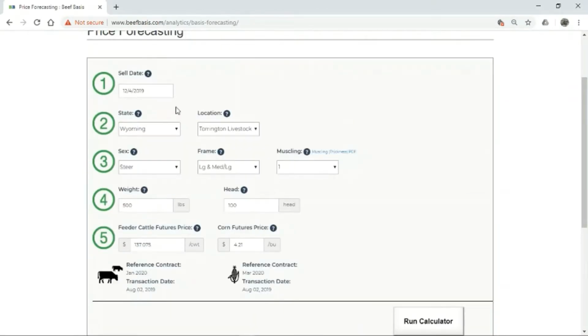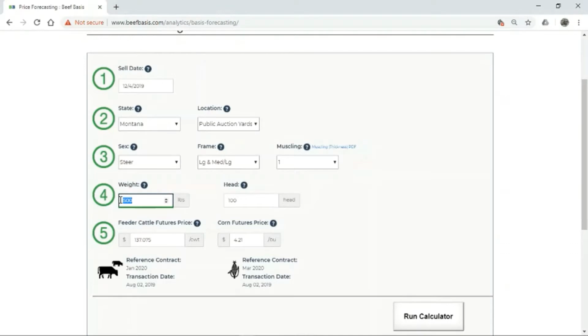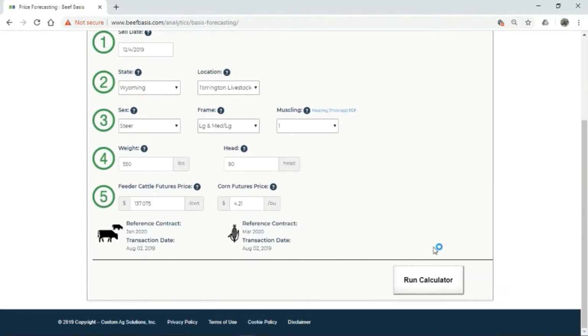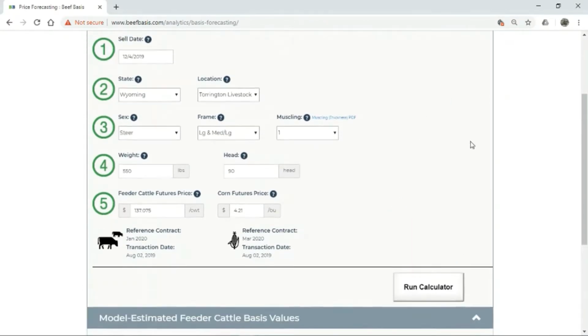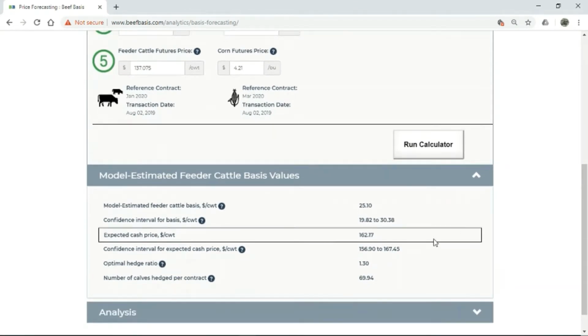There are a lot of different things we can do with this analysis. We can try different locations. We can also analyze the effect of different weights on the price that we expect. And we will try a load lot of 550-pound steers. And we can see that had the effect of dropping the price around $6 a hundred.